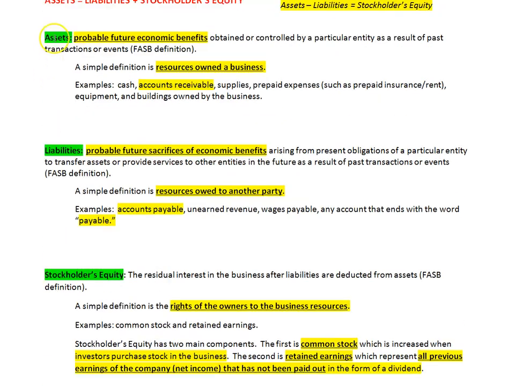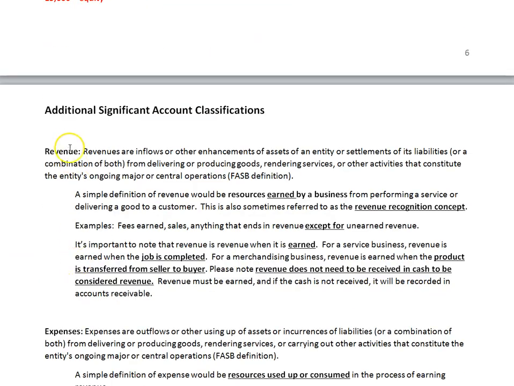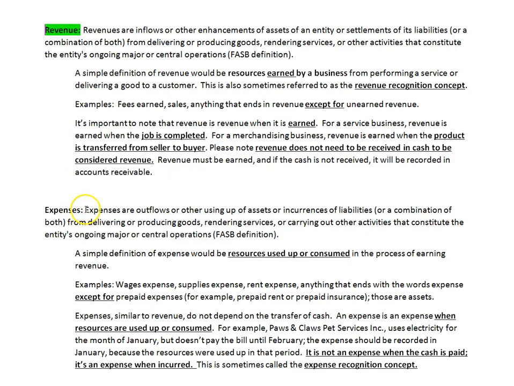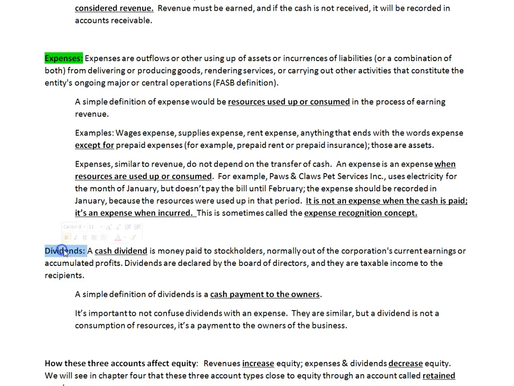Alright, so we covered 3 of them: assets, liabilities, and equity. On the next page we're going to have 3 more. We're going to have revenue, expenses, and dividends.